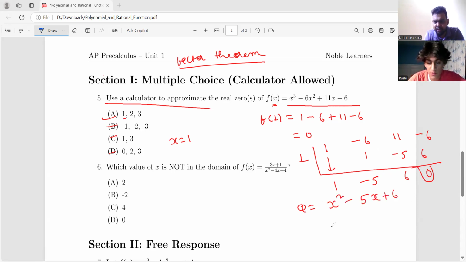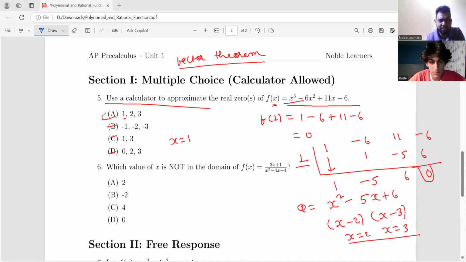Now you can factor this out. It's the same thing as before: x minus 2, x minus 3. So your answers are x equals 2 and x equals 3. One of the answers is 1 and the other two answers are 2 and 3, and there must be a total of 3 answers. So option A is the correct answer. I hope you get the point. So this is how we have to do it, it's easy.